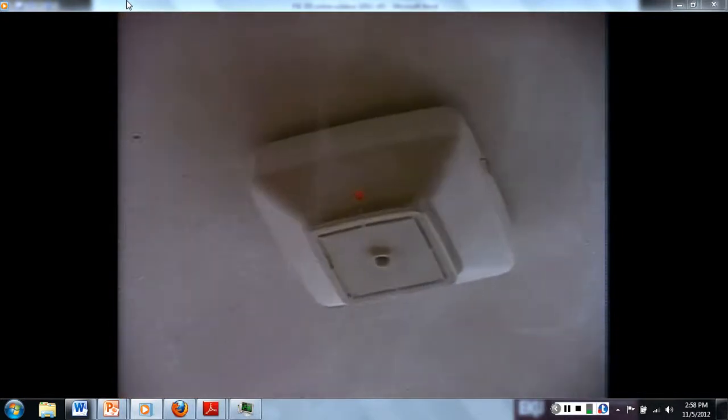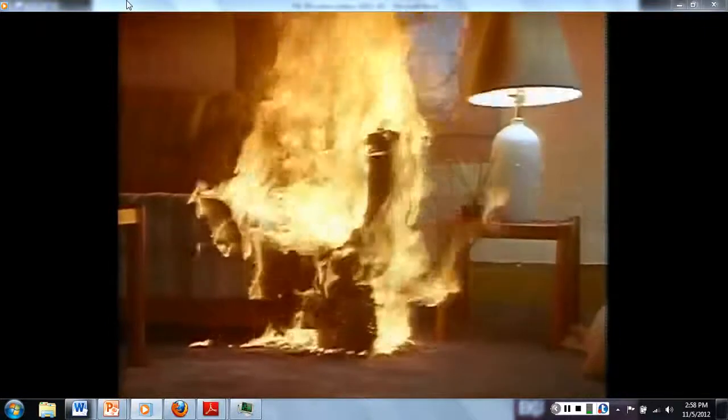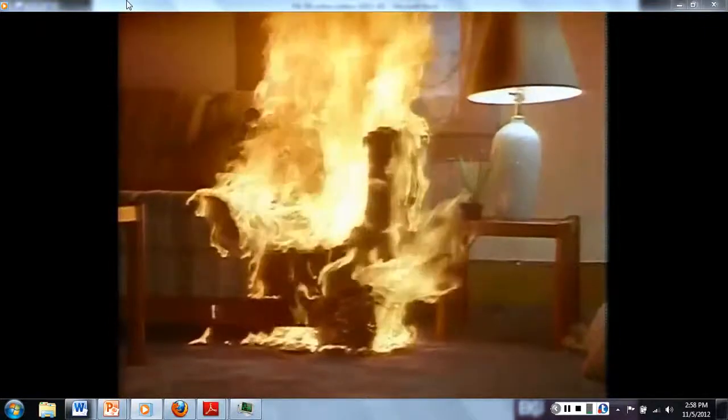1 minute, 50 seconds. The smoke detector at the foot of the stairs sounds an alarm, providing warning before exits are blocked. Take action immediately. Crawl low where the air is cleaner. 2 minutes, 30 seconds. The temperature above the couch is now 400 degrees Fahrenheit. That's over 200 degrees Celsius.